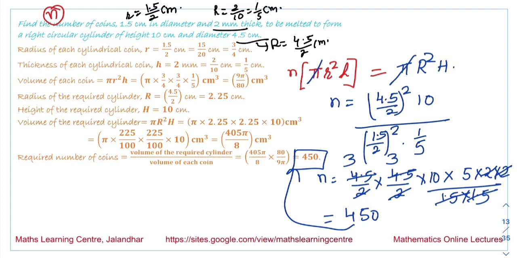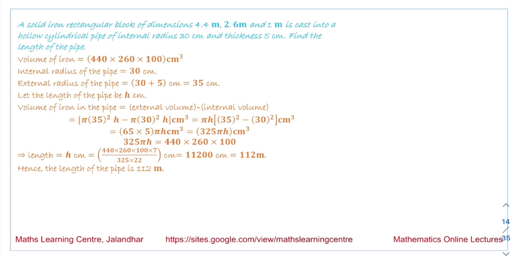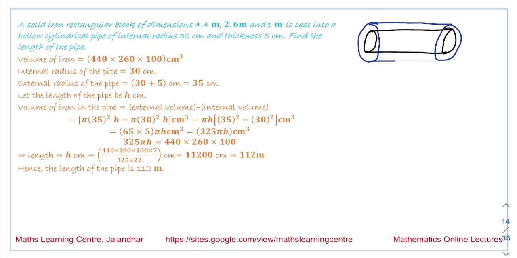Now the next we have is: a solid iron rectangular block of dimension 4 meter, 2.6 meter and 1 meter is cast into a hollow cylindrical pipe of internal radius 30 centimeter. We are talking about a hollow cylindrical pipe, and the internal radius of this pipe is given to be 30 centimeter, and the thickness of this pipe is given to be 5 centimeter. So the external radius is equal to 35 centimeter. Suppose the length of this pipe is h.